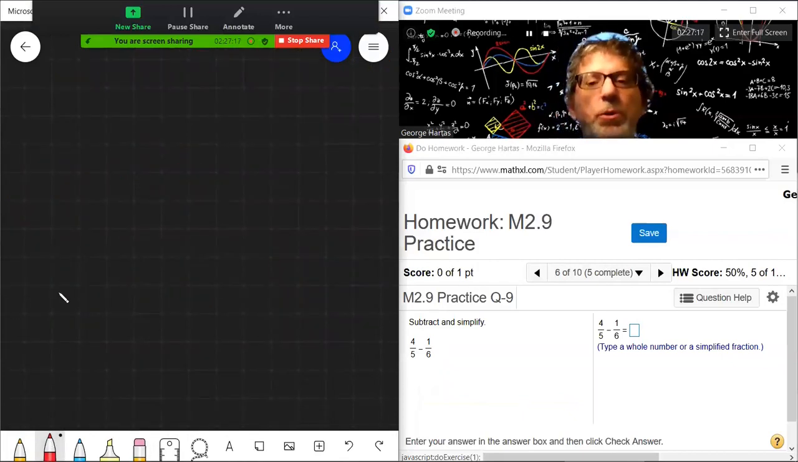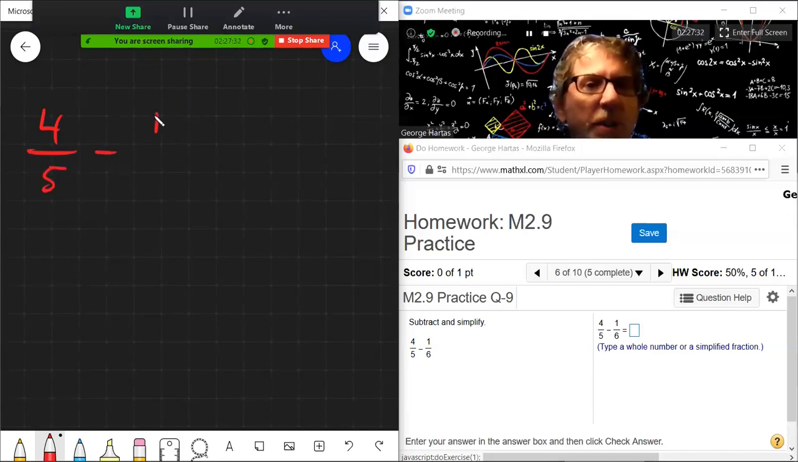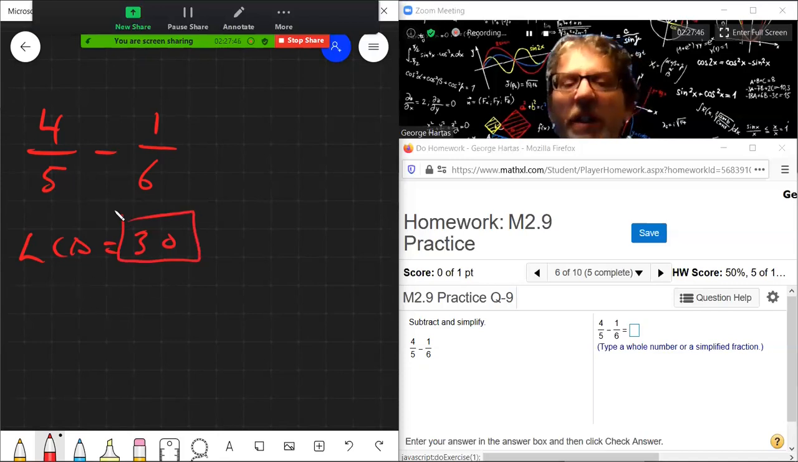So now we're moving to subtraction. It's the exact same thing. There's no difference at all, except step 3, we're subtracting numerators instead of adding. Other than that, it's the same thing. 4/5 minus 1/6. Now, we kind of just did this, right? We know what the LCD is. Yeah, LCD is 30. We just did that, right? All right, so let's rewrite this.